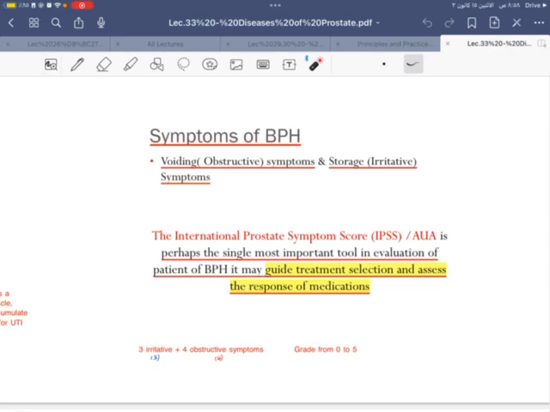Document it as history, and you should document that in your paper. It's good for assessing the severity of disease, for guiding your treatment, and to assess the response of the patient to the medications that you have already prescribed.